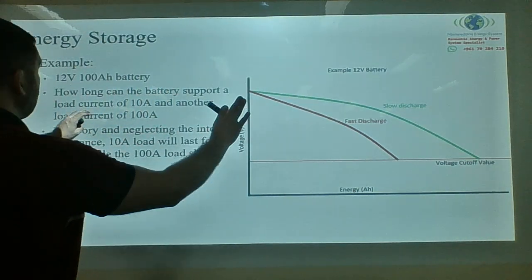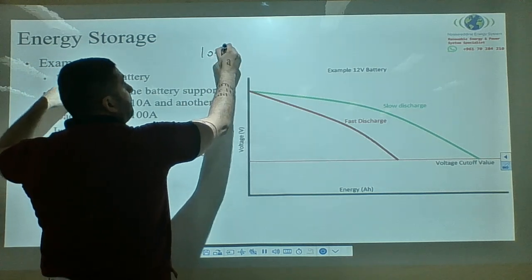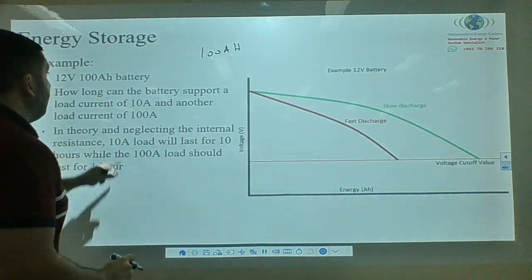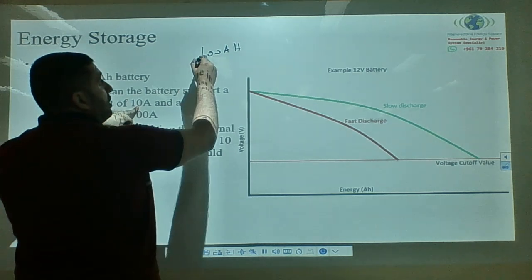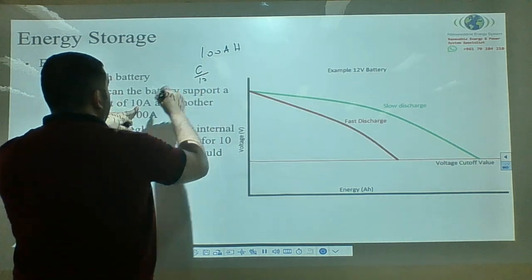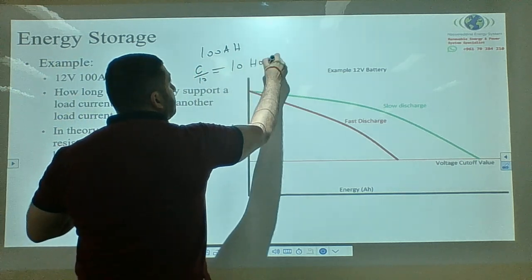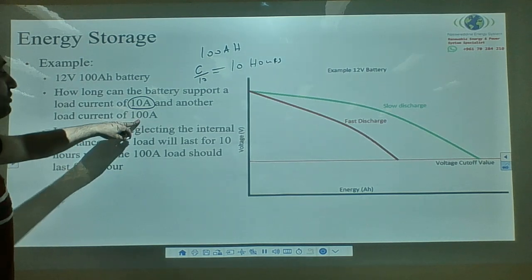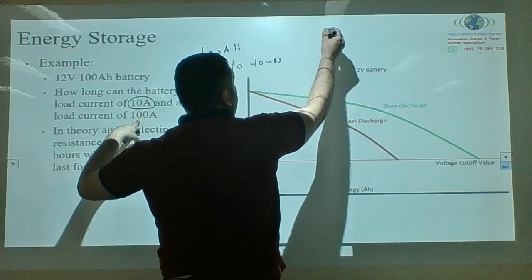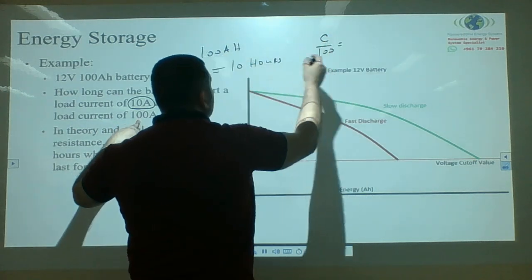if I have no internal resistance whatsoever, I have a 100 amp hour battery. I'm taking 10 amps out of it, so I can have C over 10, which gives me about 10 hours. In theory, if I'm taking 100 amps out of it, I have C over 100, which is equal to 1 hour.